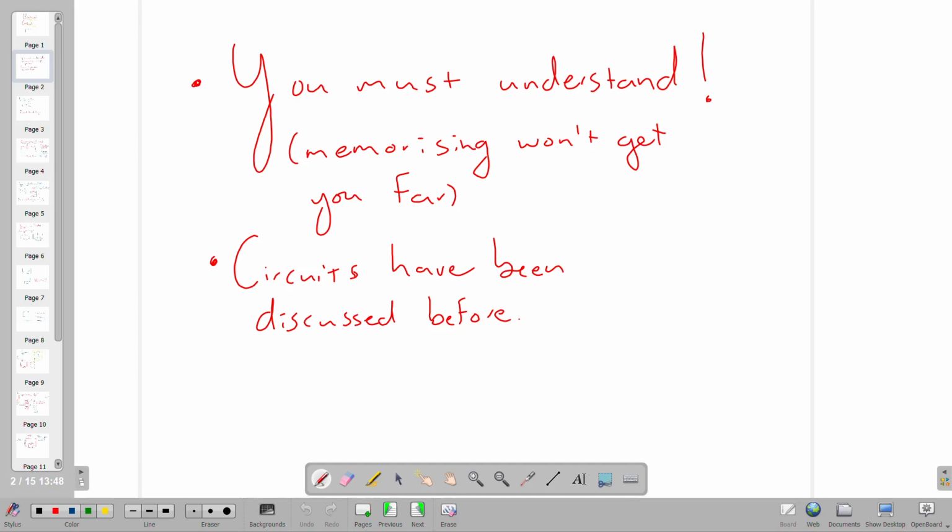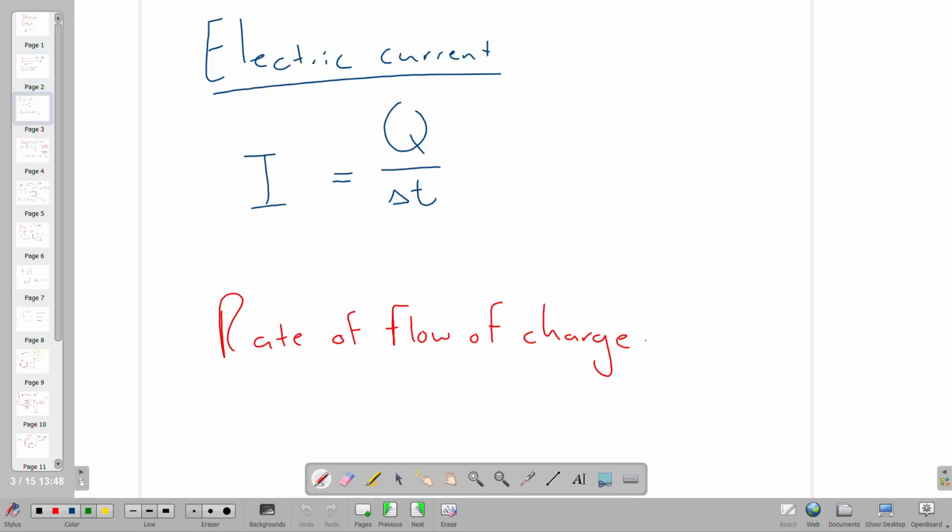And you've done circuits before. Grade 10 won't have too much extra compared to previous years, but the complexity will increase definitely. So it will be a lot harder than the previous year's circuit questions. Alright, so let's first of all start off by talking about electric current.